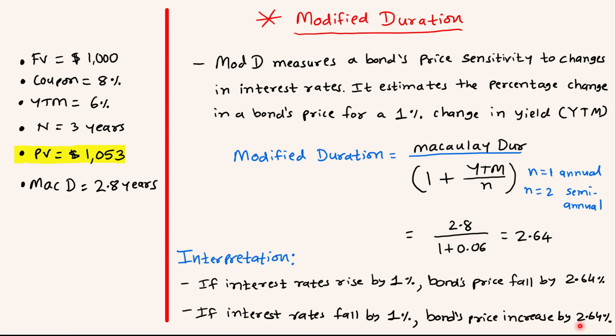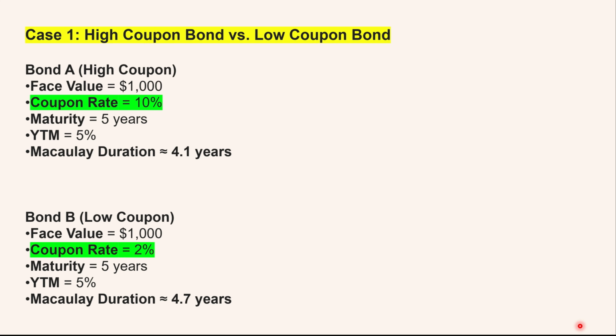All right, and then let's quickly glance over some examples where Macaulay duration is affected by coupons and time to maturity. So here we have case 1 where we have a high coupon bond versus a low coupon bond. So bond A has a high coupon paying 10%. We have bond B paying only 2%. Everything else is the same.